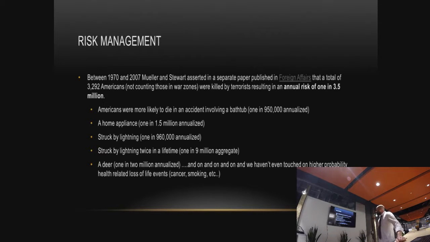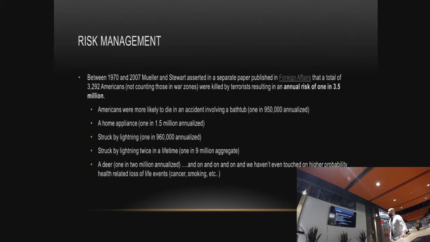Now, if you look at a few other risks, Americans were most likely to die in an accident involving a bathtub, 1 in 950,000. So you're far more likely, according to this particular study, to slip and fall and die in your bathtub than you are to get killed by a terrorist. Home appliance, 1 in 1.5 million. So beware of your toaster. And you think about that when you stand in a TSA line.